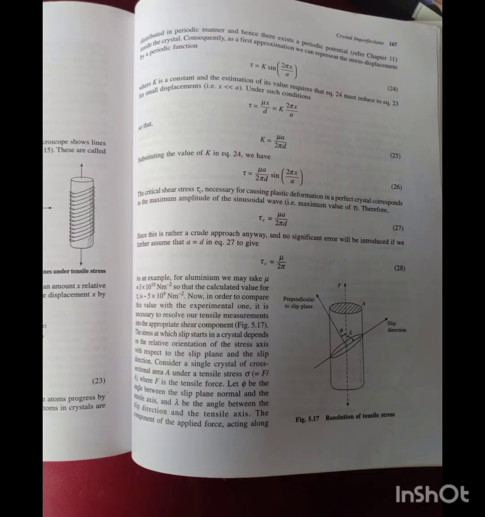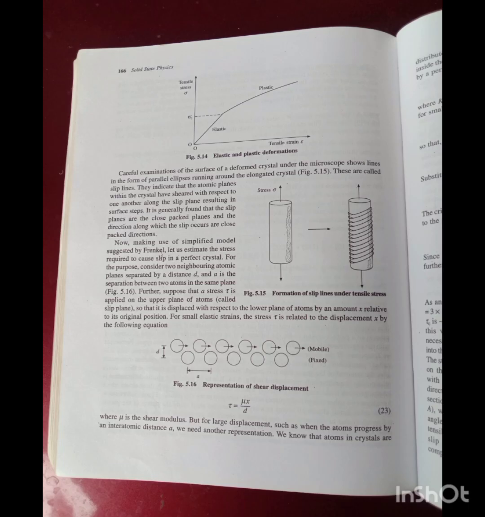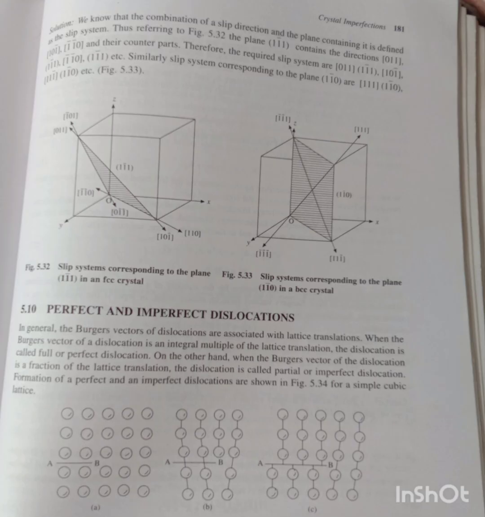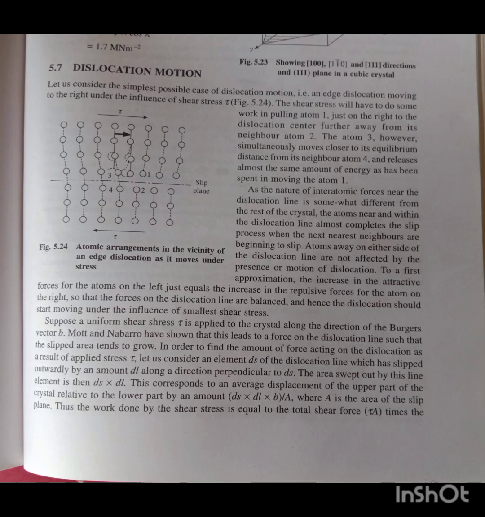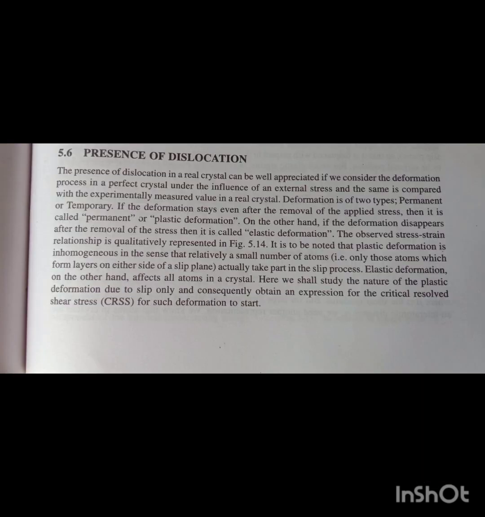On the graph, we can get the elastic plastic nature of particles. These are called slip lines. They indicate that the atomic planes within the crystal have sheared with respect to one another along the slip plane, resulting in surface steps. It is generally found that the slip planes are the close packed planes, and the direction along which the slip occurs are close packed direction.